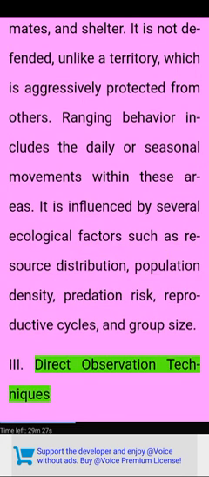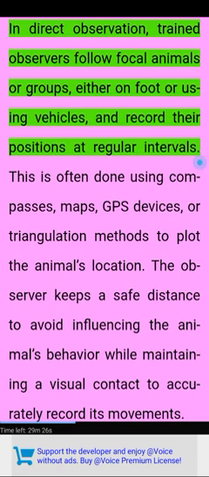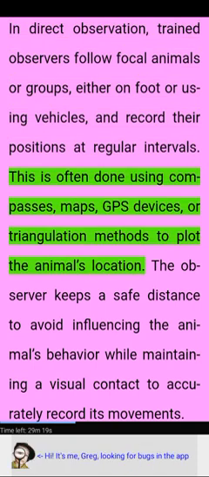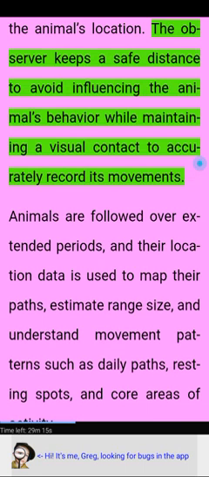3. Direct observation techniques. In direct observation, trained observers follow focal animals or groups, either on foot or using vehicles, and record their positions at regular intervals. This is often done using compasses, maps, GPS devices, or triangulation methods to plot the animal's location. The observer keeps a safe distance to avoid influencing the animal's behavior while maintaining visual contact to accurately record its movements.